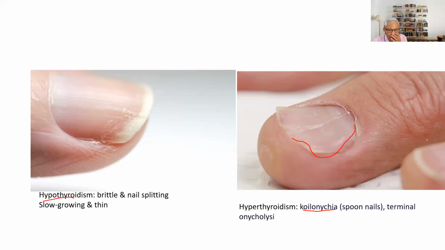Okay, so in hyperthyroidism, there's an increase in the rate and growth of the nail as compared to the nail bed, and this results in the separation of the nail from the nail bed, and that's why it causes this spoon-like shape of the nail.